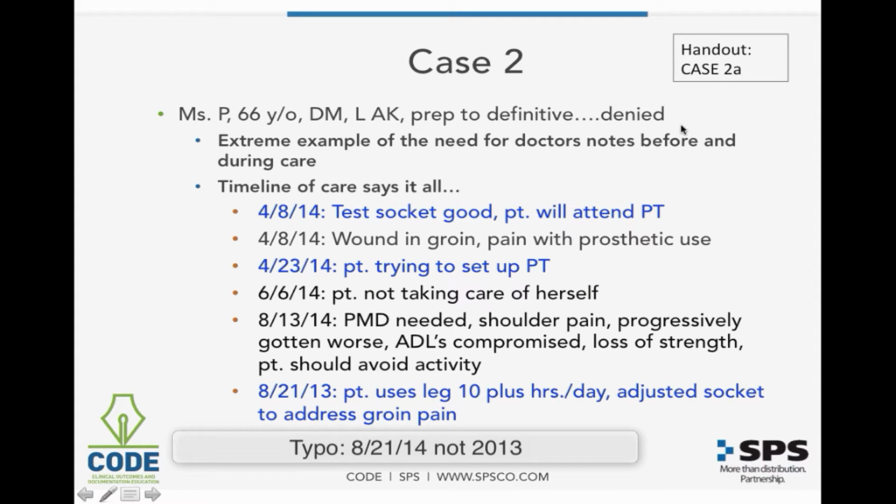She goes back just a few days later, 8/13, 8/21, to see the prosthetist, and his note says patient uses leg 10 plus hours a day. Yes, I adjusted the socket because there was some groin pain. That's quite a gap right there. Groin pain here, groin pain there. But whatever. Adjusted the socket to address the groin pain. Everything's great. What?